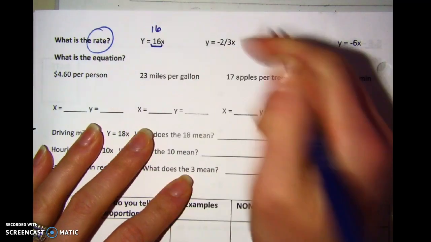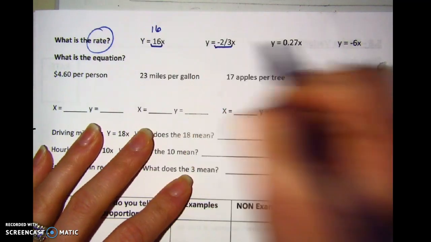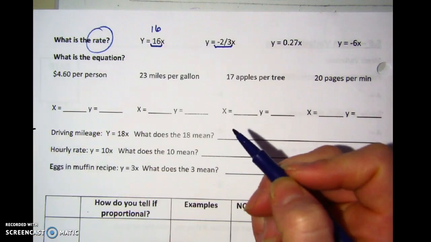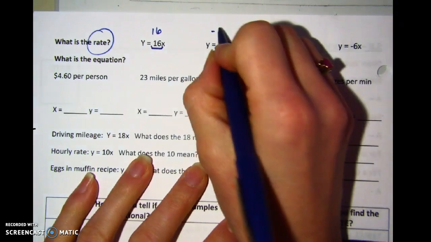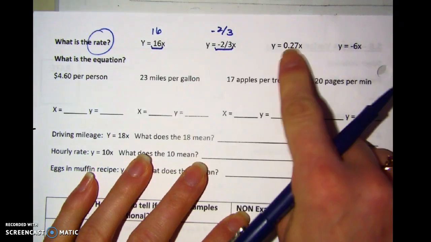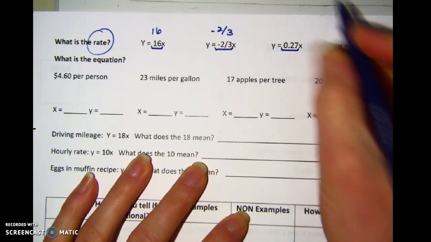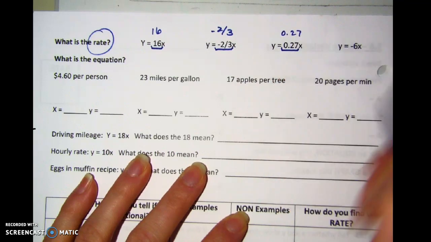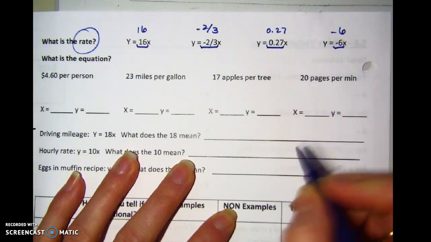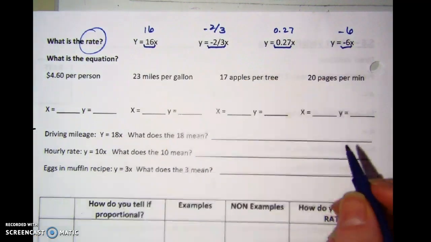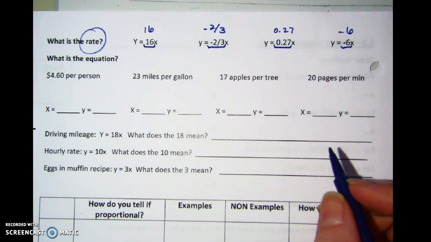Here, the rate would be this entire thing that's multiplied by the x, or the coefficient, the fancy name for it, the coefficient of x, is negative 2/3. Make sure you keep the negative with it. Here, the thing multiplied by the x, my rate is 0.27. And the last one, my rate is negative 6. So if I give you the equation, you should be able to pull the rate from that. Okay? What if I give you the rate and ask you to write the equation?